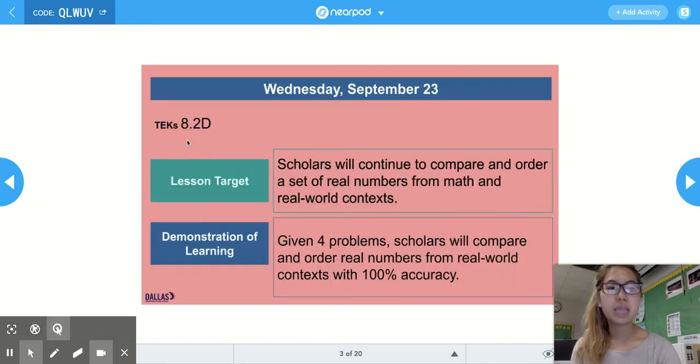Today's TEK is 8.2D. Our lesson target is that scholars will continue to compare and order a set of real numbers from math and real-world contexts. Our DOL is given 4 problems. Scholars will compare and order real numbers from real-world contexts with 100% accuracy.